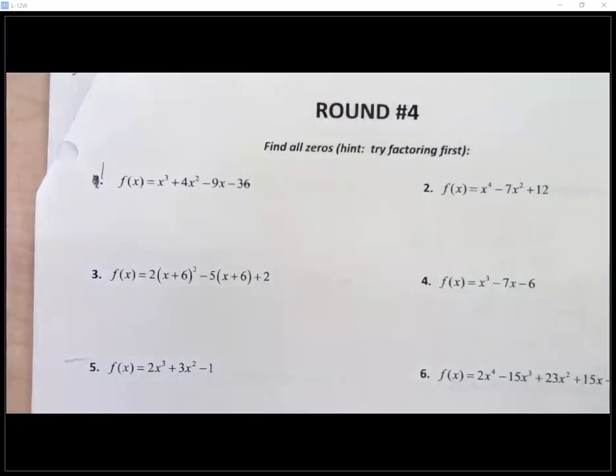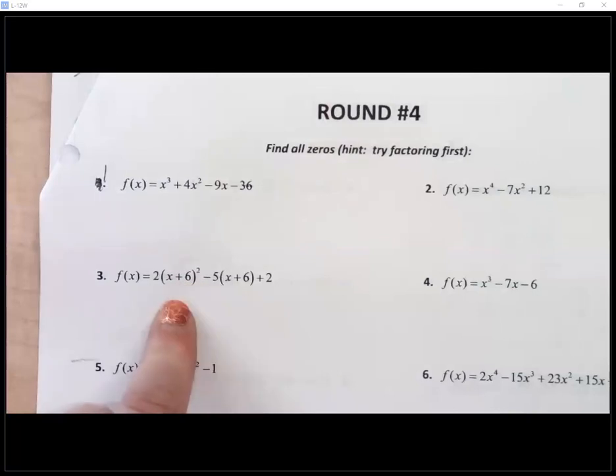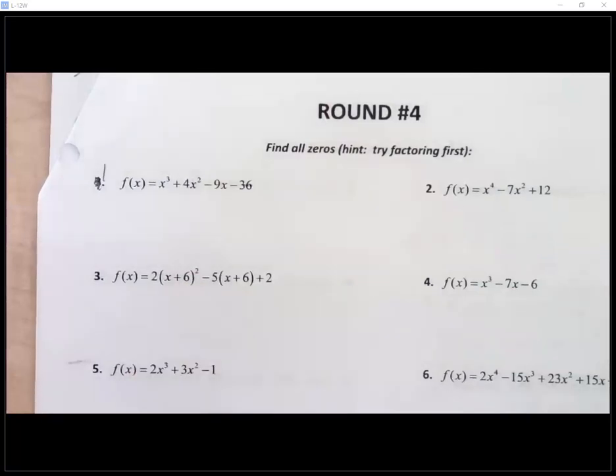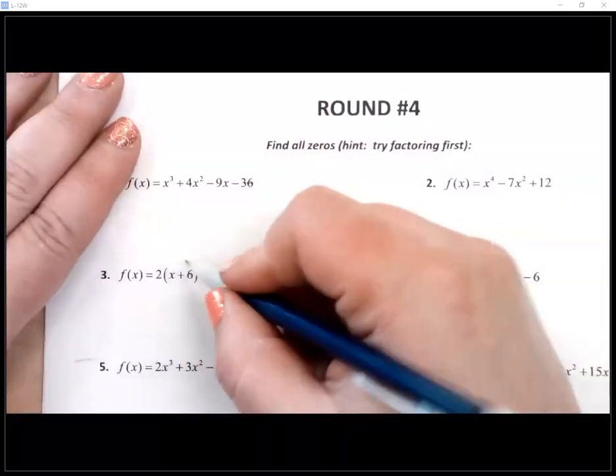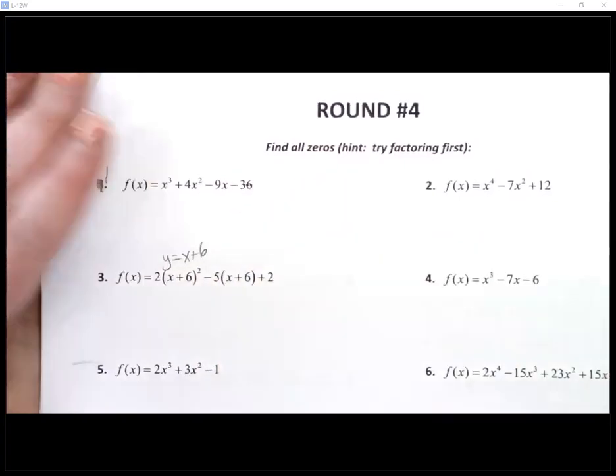Round 4, anybody? You're looking at 1 and you're like, I would have no idea. Tristan? 3. I figured 3. So 3, this is that quadratic pattern. Do you guys remember? Remember we did it in the last unit and we're like, hey, you know what? This would be so much easier if I just said y equals x plus 6 for a minute and then rewrote it so it just looks so much nicer.